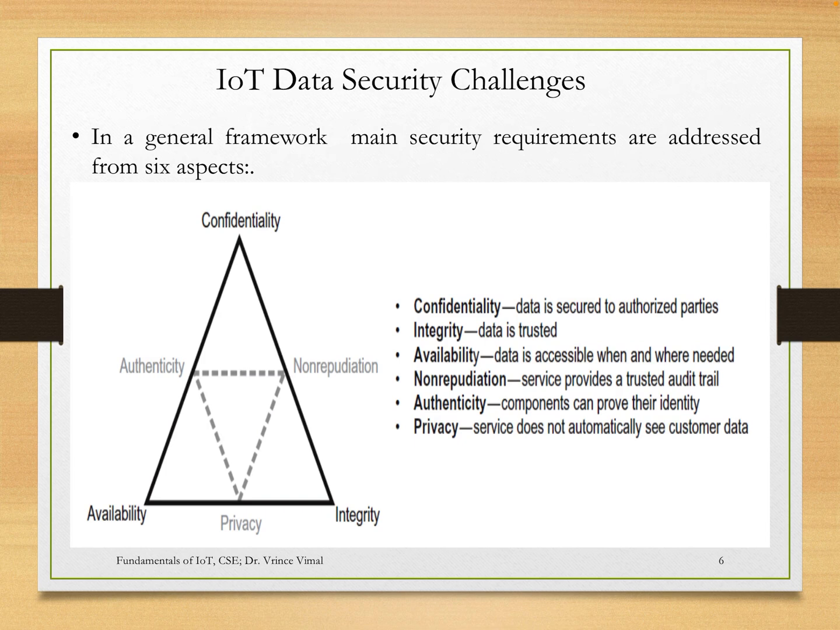So we should understand what the main challenges are that are associated with data in the Internet of Things. There are basically six main issues related to data. First one, obviously, is confidentiality, then integrity of the data, that the data is trusted and secured, then availability, then non-repudiation, authenticity and privacy. These are the main security requirements from a data perspective.